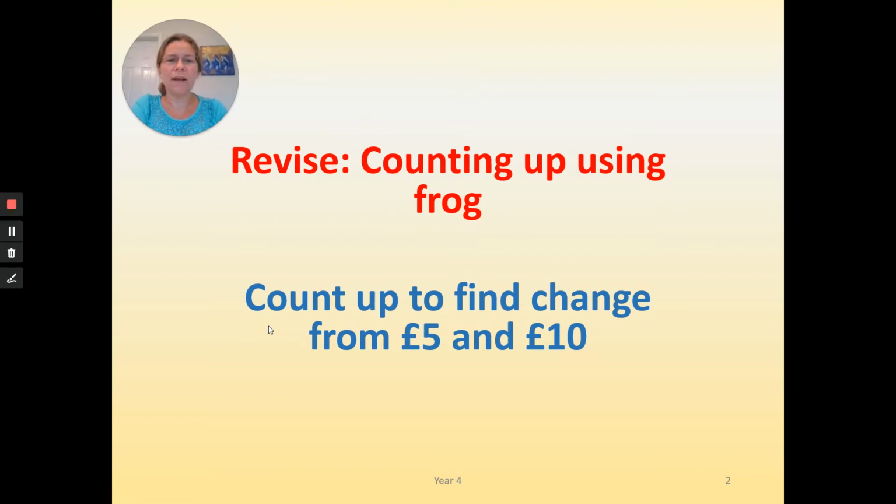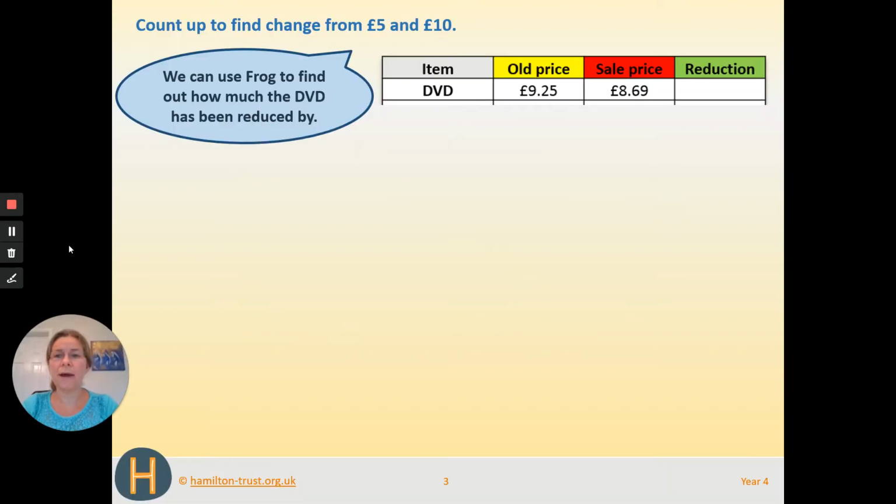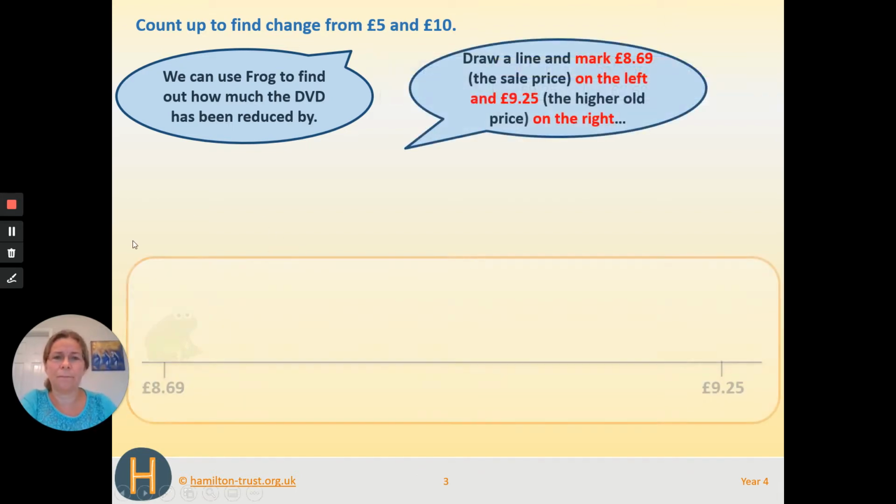First of all, we're going to revise counting up using the frog method. We're going to look at counting up to find the change from £5 and £10. Use frog to find out how much the DVD has been reduced by in the sale. Originally, the DVD cost £9.25. In the sale, it is £8.69. How much has that been reduced by? Let's use the frog method to find out.